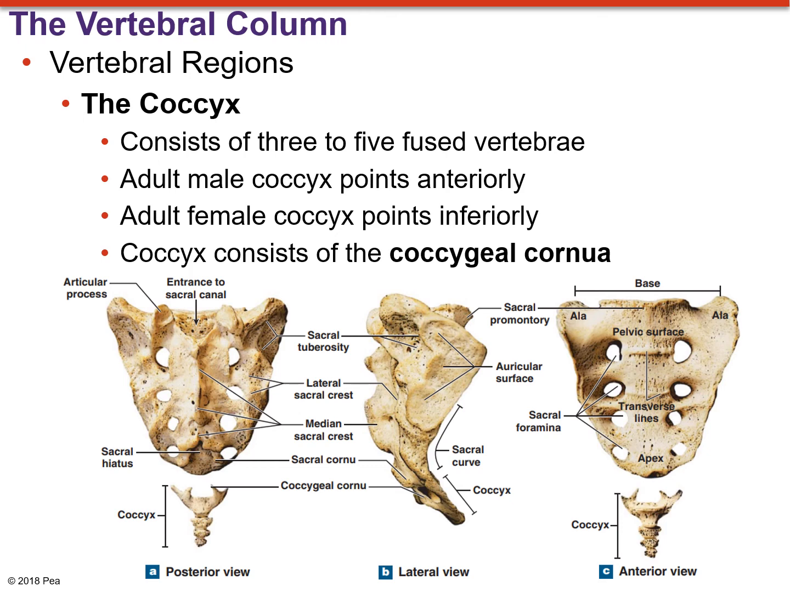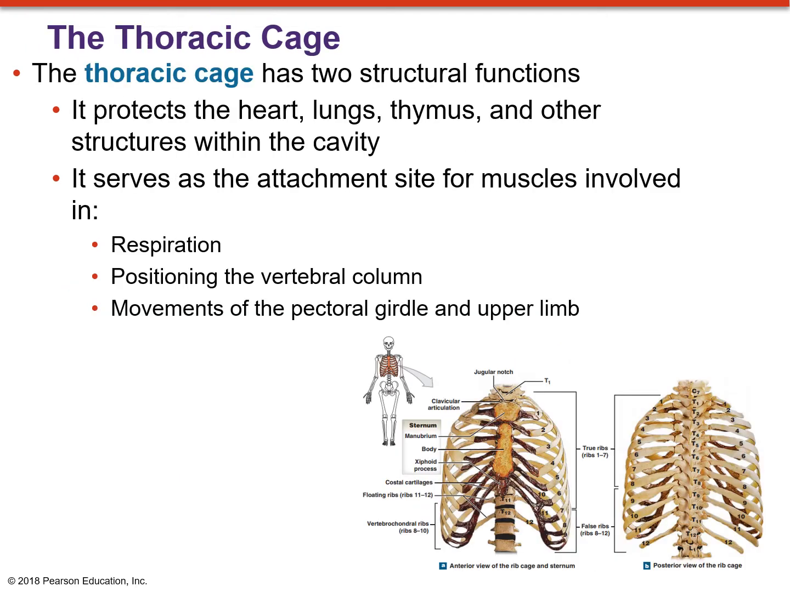We have that meet between those two, the sacrum and the coccyx. When we're looking at the thoracic cage, the skeleton of the chest, it consists of the thoracic vertebrae, the ribs, and the sternum. The ribs and the sternum form the rib cage, and they support the walls of the thoracic cavity.